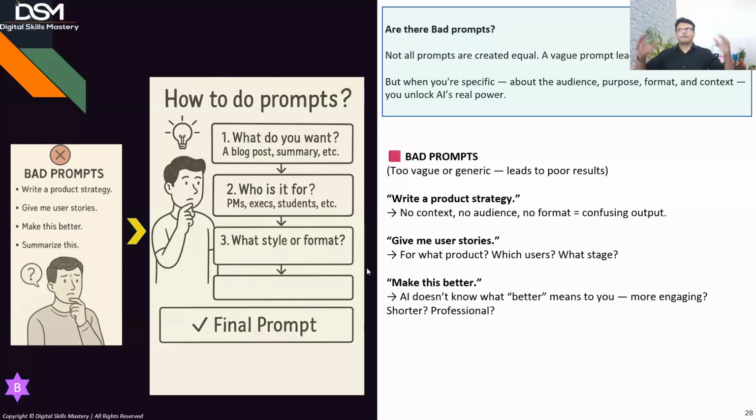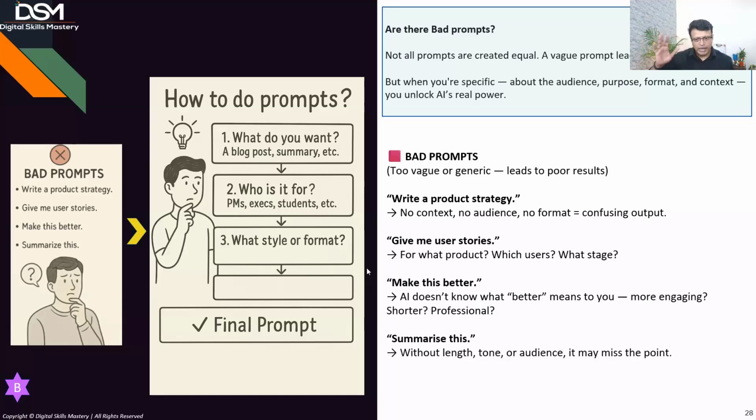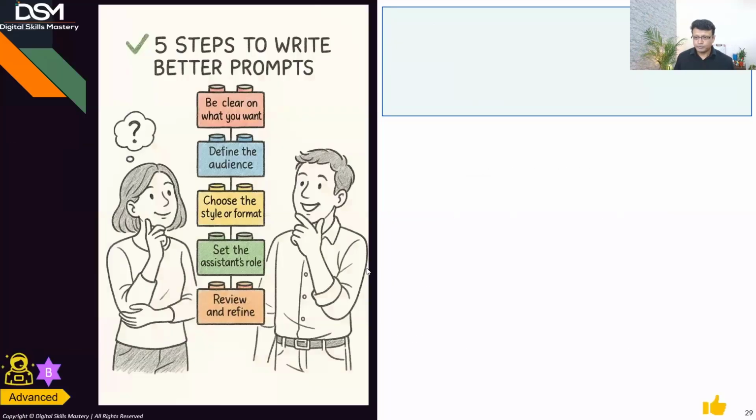Or when you have got the results and you say "make this better." Now AI doesn't know how to make this better. Should it make it more engaging, make it shorter, make it professional? It doesn't know. You have to have a bit more clarity on that. Something like "summarize this." So these are examples of bad prompts, and definitely you should not be doing this. Once you learn how to write a good prompt using the syntax, this will not be your problem any longer.